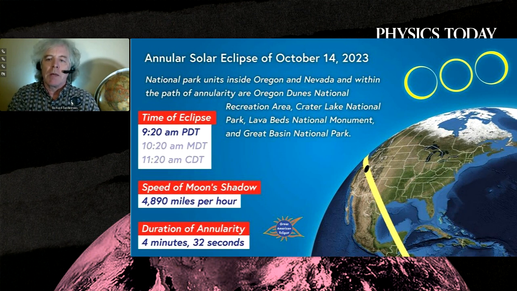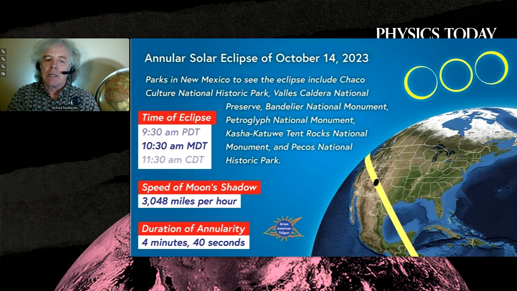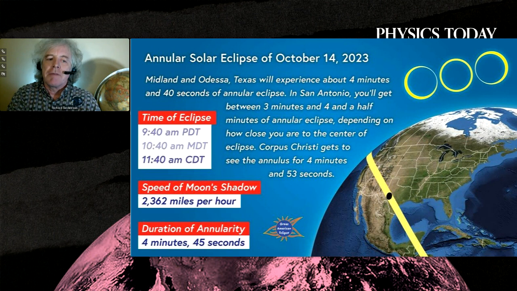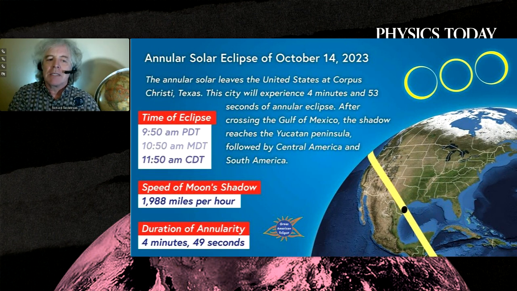These are all from greatamericaneclipse.com. 5 minutes after that, it's down near the Four Corners area. 5 minutes after that, it's solidly in the middle of New Mexico. 5 minutes after that, I clicked through Texas. And then 5 minutes after that, crossing over San Antonio. And 5 minutes after that, it went from 9:15 to 9:50 Pacific time. It's leaving Corpus Christi and going out into the Gulf of Mexico.